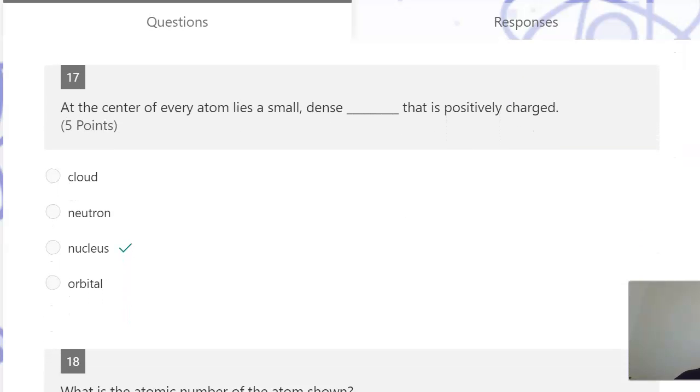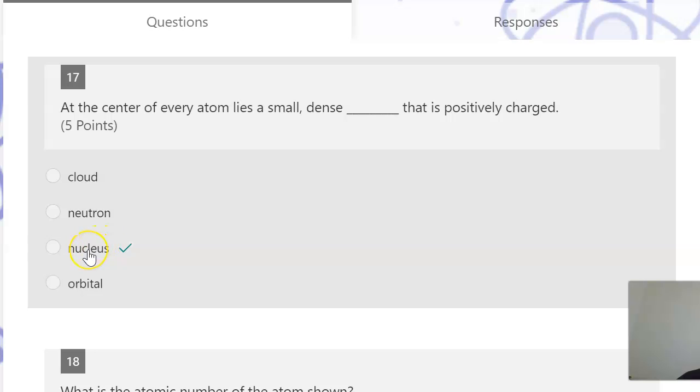Number 17. At the center of every atom lies a small, dense blank that is positively charged. Well, the only thing in the atom, whether it's in the nucleus or the electron cloud or wherever, the only thing that's positive in an atom is in the nucleus, and it's a proton. At the center of every atom lies a small, dense nucleus. And inside of that nucleus are the only positive things in an atom, and that would be a proton. So notice that protons are not the answer. Nucleus is. Nucleus is where that proton hangs out.